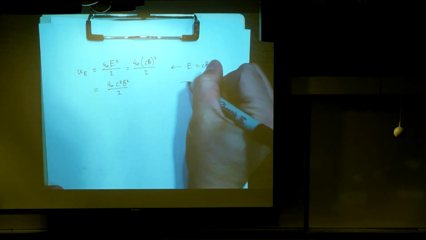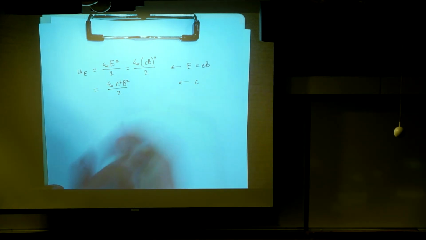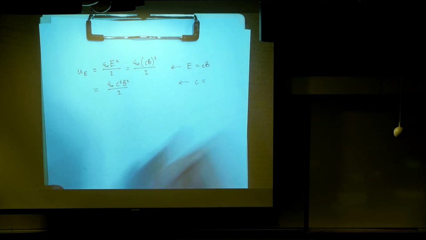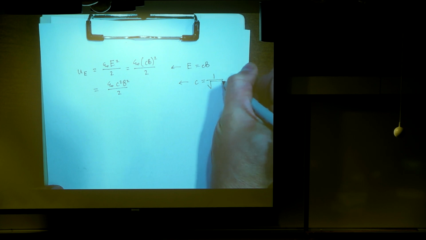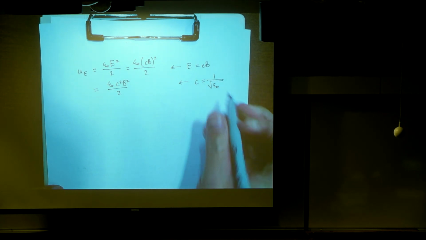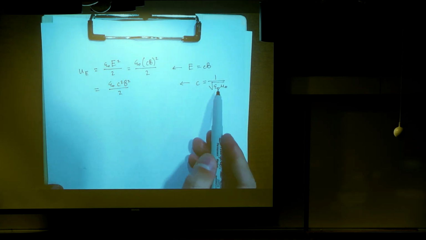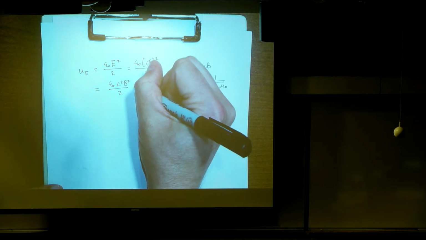All right, so into that, I'm going to make another substitution. I showed you guys last time that the speed of light can be written in the following way. It can be thought of as 1 divided by the square root of epsilon naught times mu naught, like this. So if I have a c squared, it's basically this expression without the square root. Okay? So what do I have?